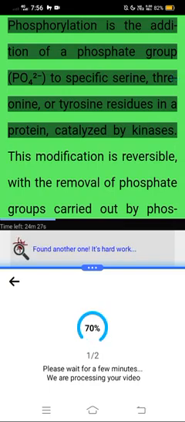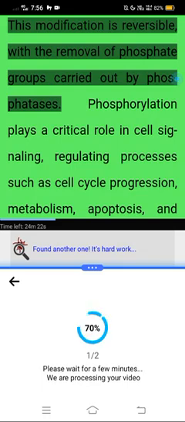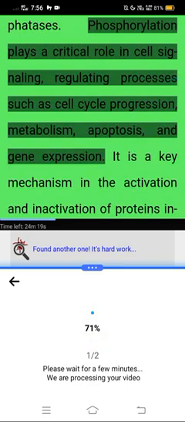Phosphorylation is the addition of a phosphate group to specific serine, threonine, or tyrosine residues in a protein, catalyzed by kinases. This modification is reversible, with the removal of phosphate groups carried out by phosphatases. Phosphorylation plays a critical role in cell signaling, regulating processes such as cell cycle progression, metabolism, apoptosis, and gene expression.